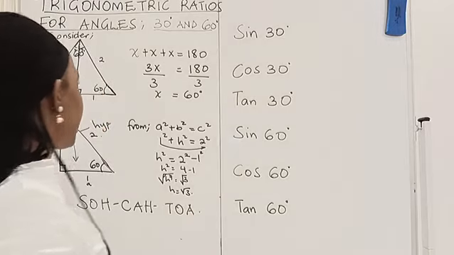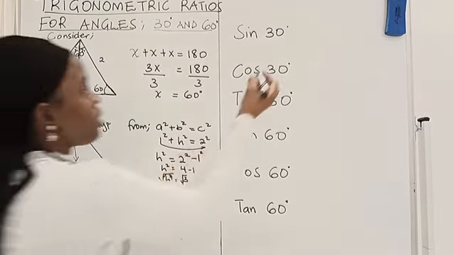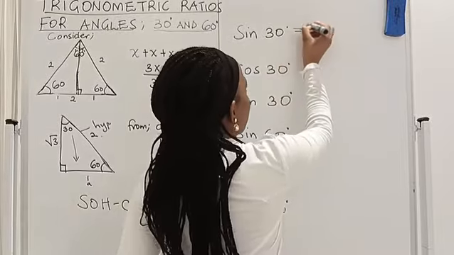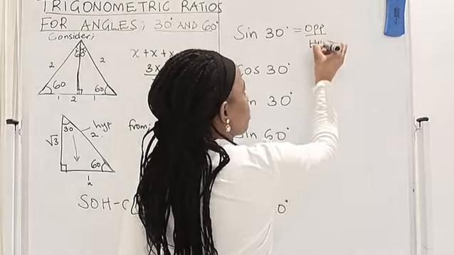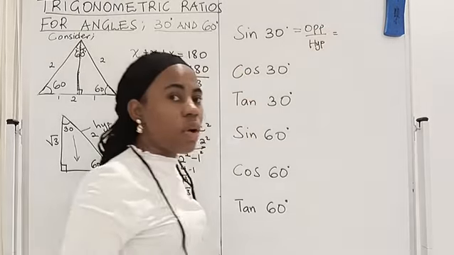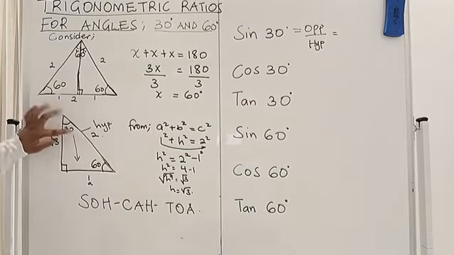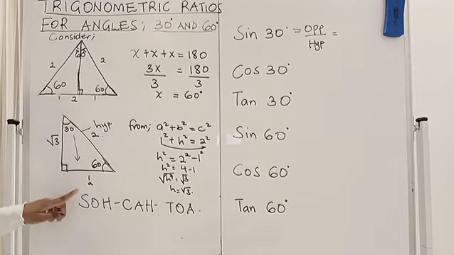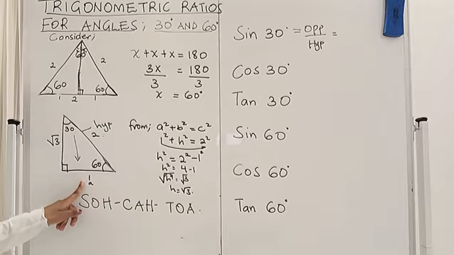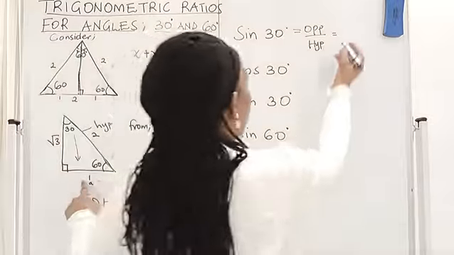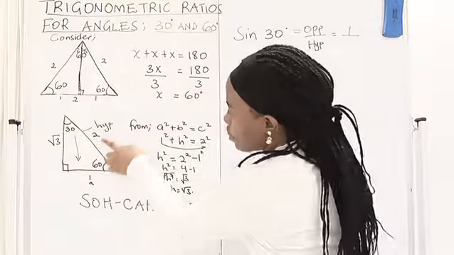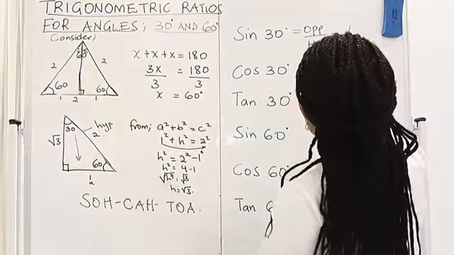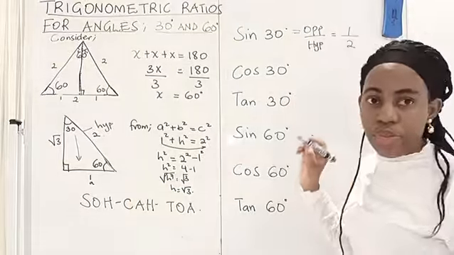Now let us get sine 30. Sine 30, first of all, we know that sine is equal to opposite over hypotenuse. Okay? Now, what is the opposite? My 30 is here. Its opposite is 1. Okay? So this is going to be 1 out of, what is the hypotenuse? The hypotenuse is 2. So sine 30 is equal to 1 out of 2.